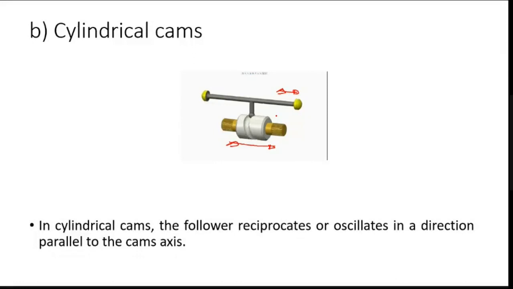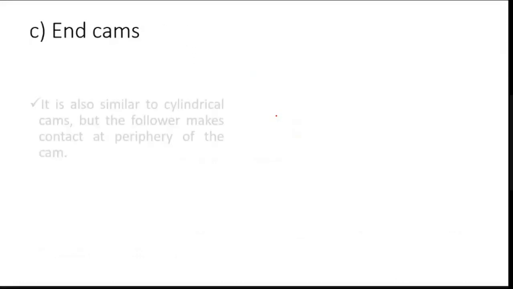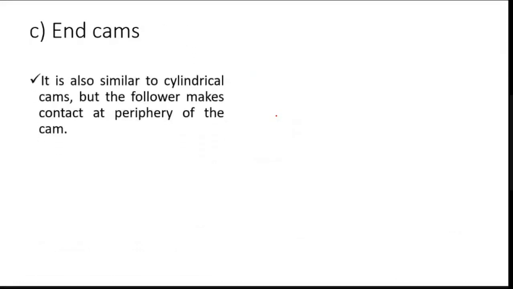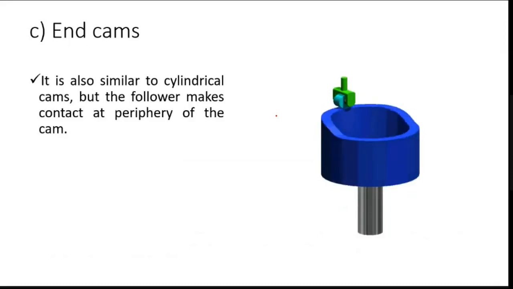The next one is the end cam. The end cam is also a cylindrical cam, but you can see there is no groove. The end of the cylinder will be of an irregular shape, and based on that the follower moves. It is on the periphery of a cylinder. So these are the different types of cams.